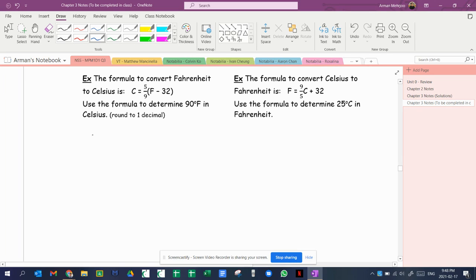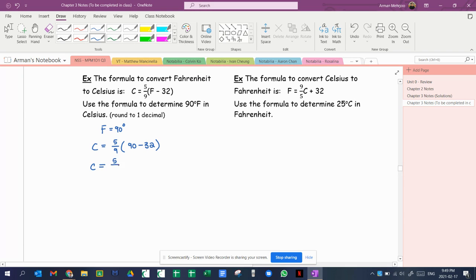Okay. So, basically what they're saying here is this variable, f, is in this case going to be 90. So they're saying my f is going to be 90. Now that I know that f is actually 90 degrees, I can plug it into my formula and figure out what 90 degrees Fahrenheit is in Celsius.